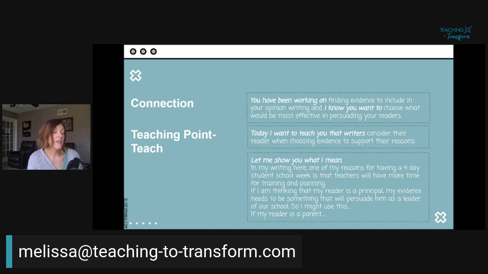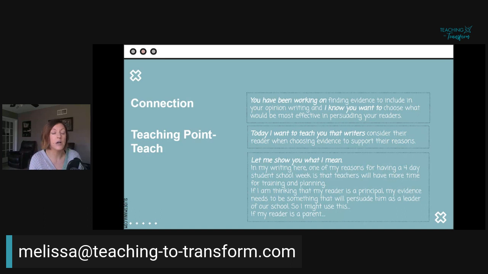And so here I said they've been working on really finding evidence to include in their opinion writing and their persuasive writing, as an example here. And I know that you want to choose what would be most effective in persuading your readers. Now, even if they haven't thought about that, that's how I'm going to connect them to this teaching point, which is today I want to teach you that writers, which is the language I would like to keep consistent in my teaching point in my mini lesson, that writers consider their reader when choosing evidence in order to support their reasons.